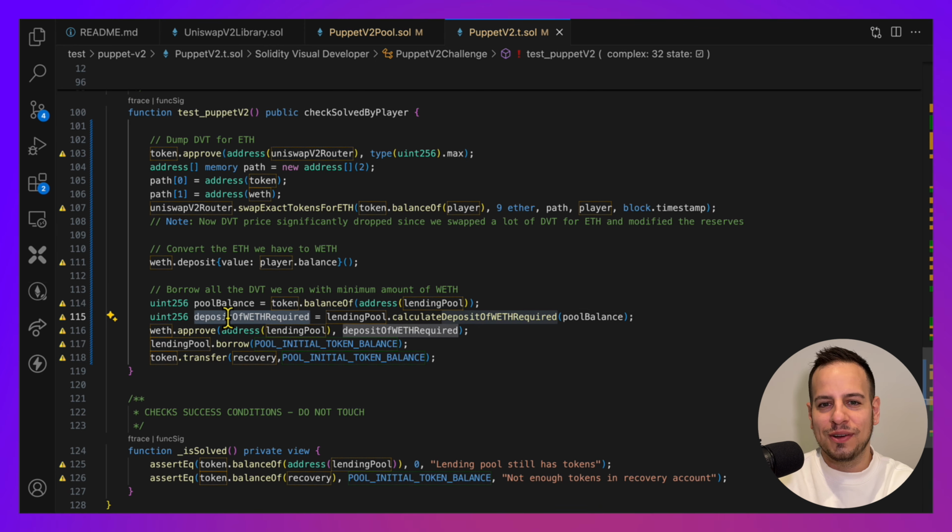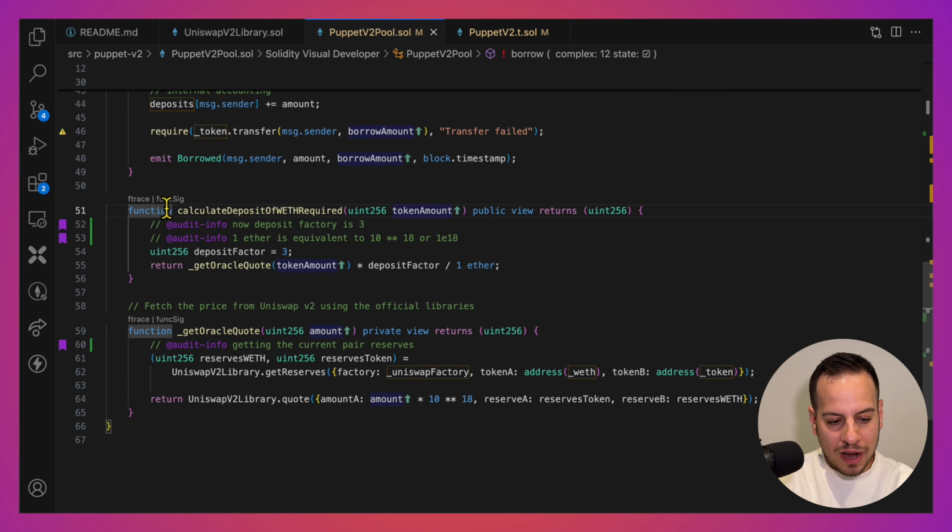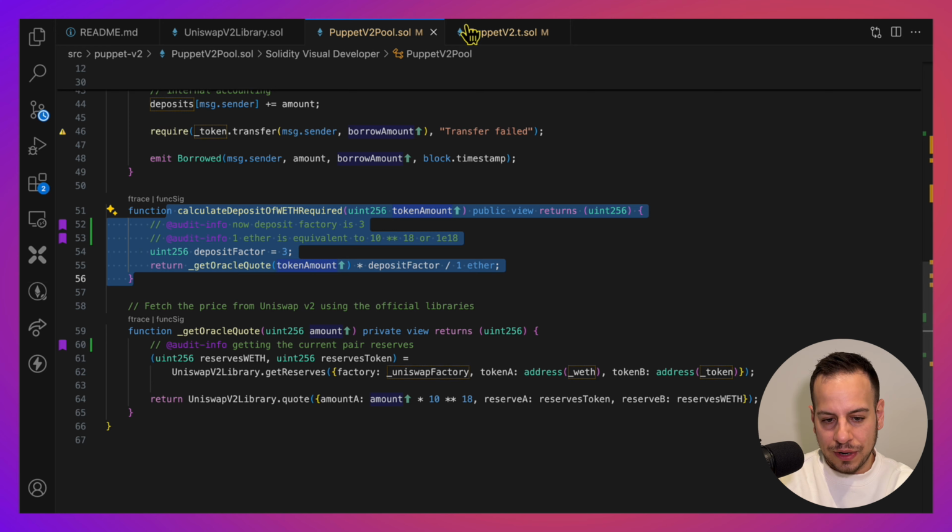Obviously it won't change because we're the only one solving the challenge. But when we write real POCs in real blockchains, the state might change. So we want to be atomically correct. And then we calculate how many wrapped ETH we need to deposit using this public calculateDepositOfWETHRequired function in the Puppet pool. It's a public function, so we can just read it.